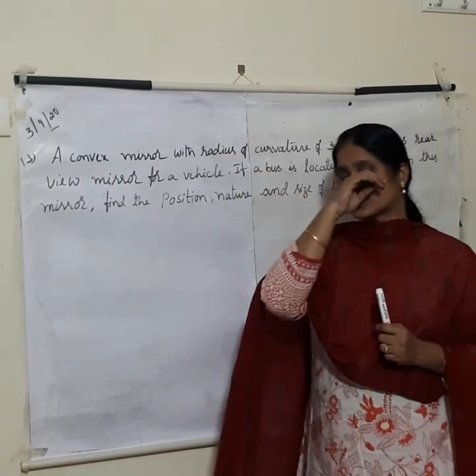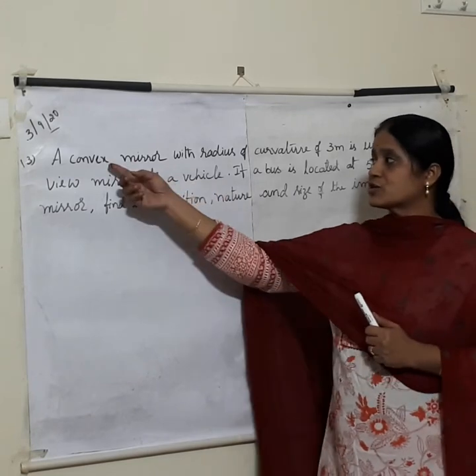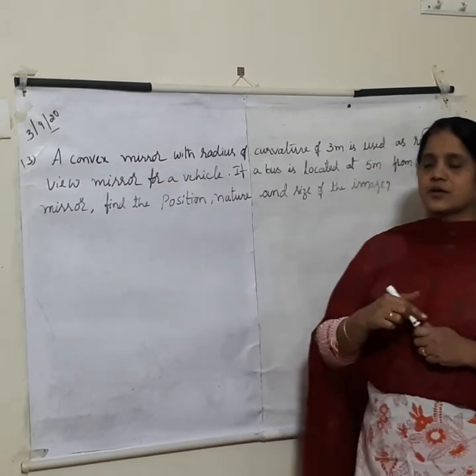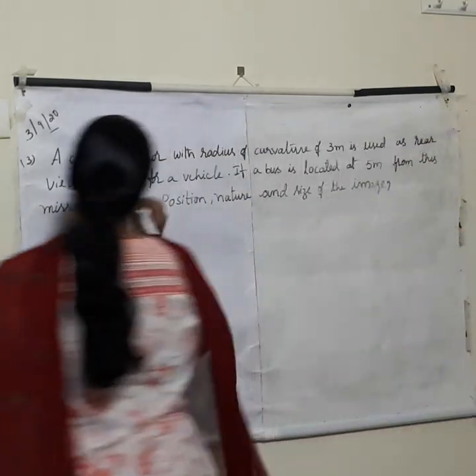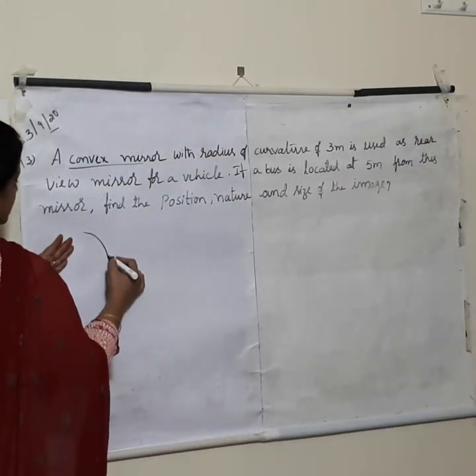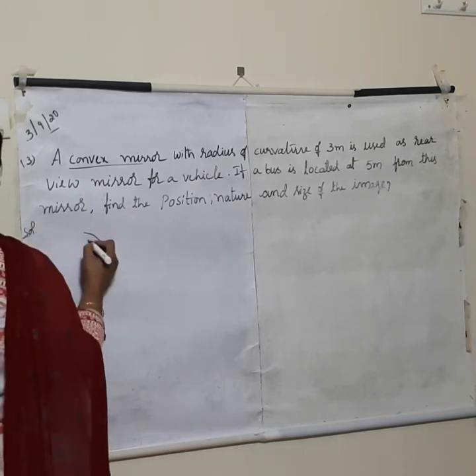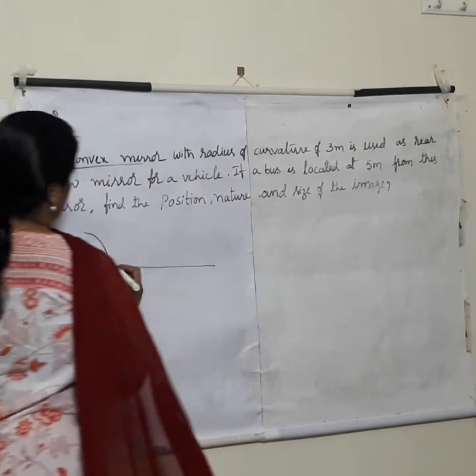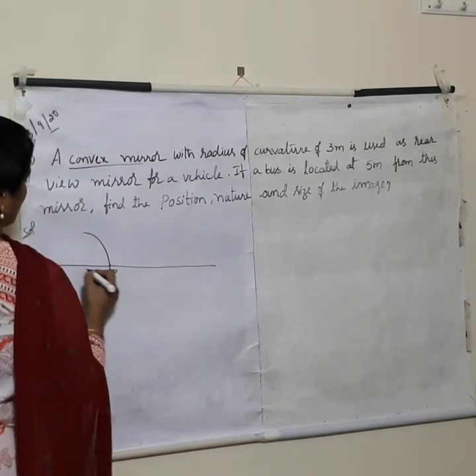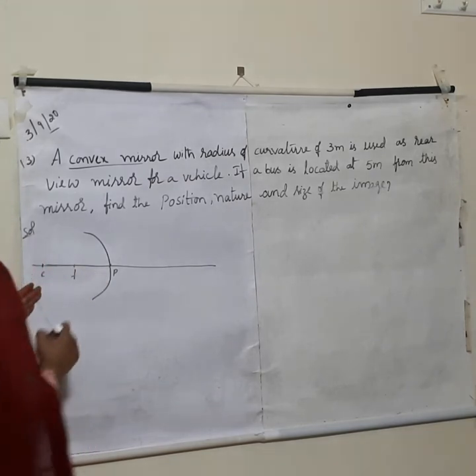Here in the earlier two problems, a concave mirror is given. Now in this problem, which mirror is given? Convex mirror. So immediately you draw the diagram for a convex mirror. Pole, focus, and this is the center of curvature.